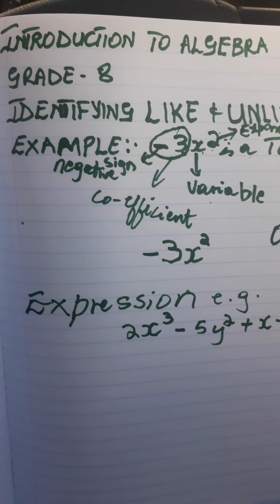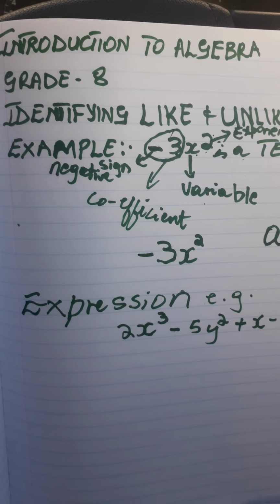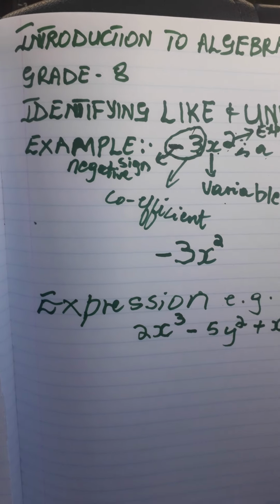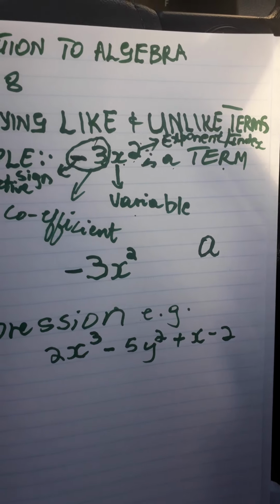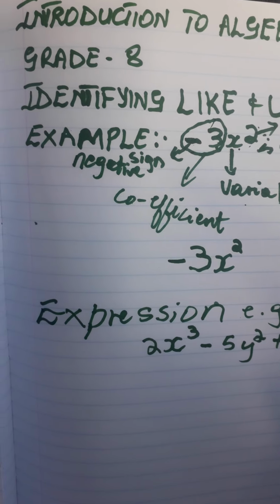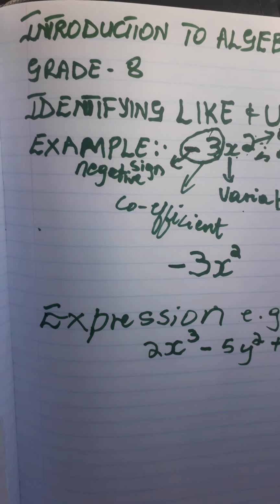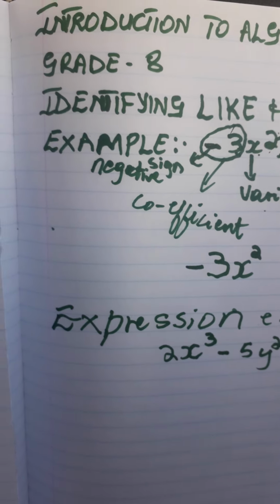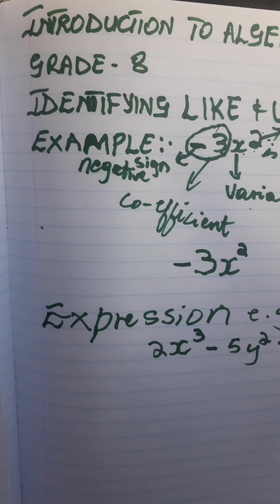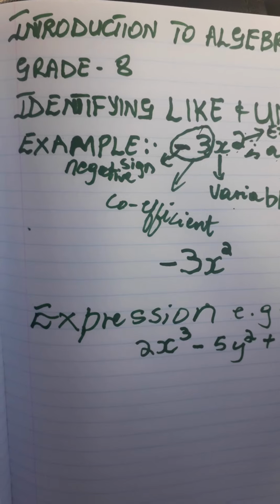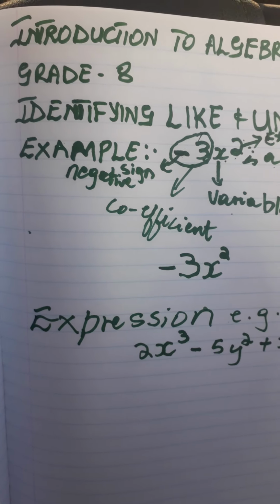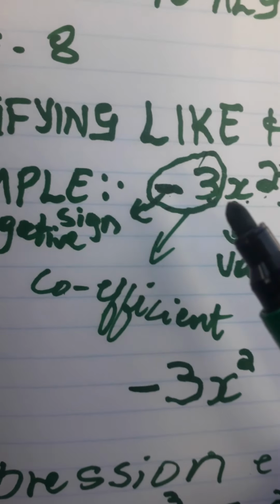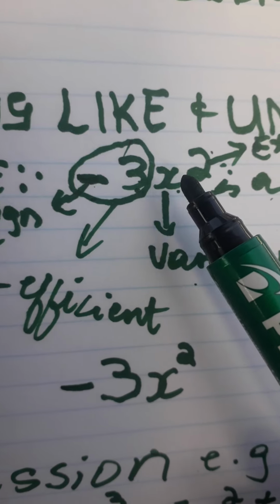Without wasting any time, let's continue with our topic, Introduction to Algebra. Today I'm going to share with you how to identify like and unlike terms. Remember, I said basics form an integral part in mathematics. So let me start by introducing some mathematics terminology, as they will lay a foundation to understand algebra better. Let me say, for example, you are given negative 3x squared.